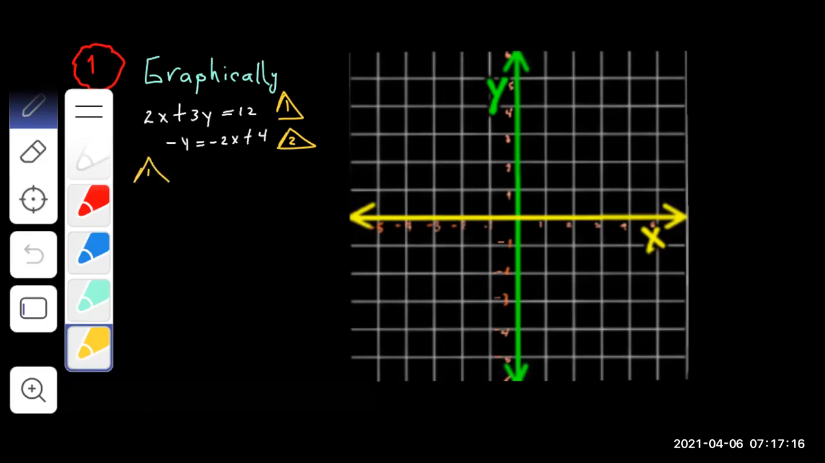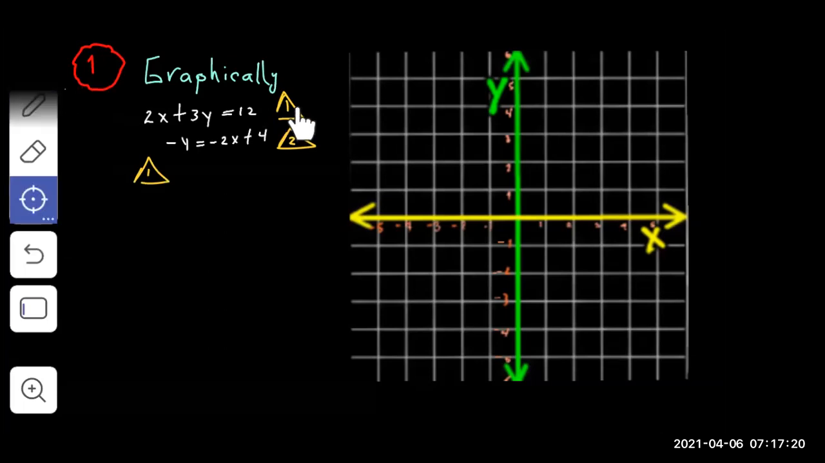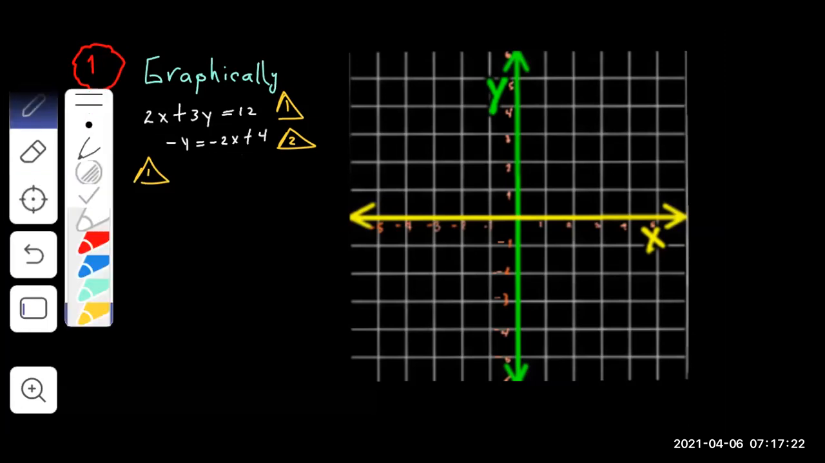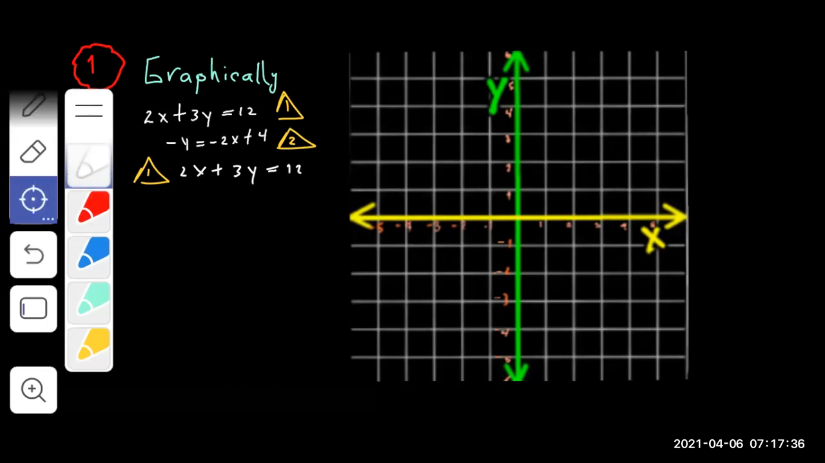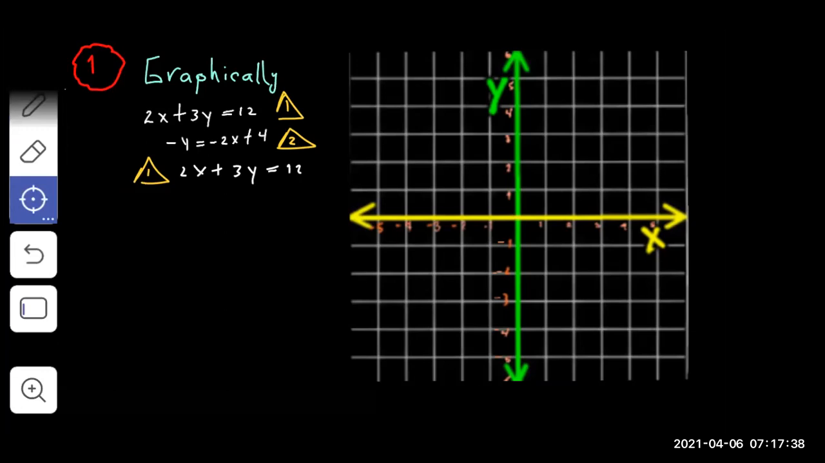This is my first equation, and I'm going to read it. The first equation is 2x plus 3y equals 12. Let me copy that: 2x plus 3y equals 12. Okay, guys, when graphing, can someone give me a hand? What is the first thing that I need to do if I need to graph a linear equation?